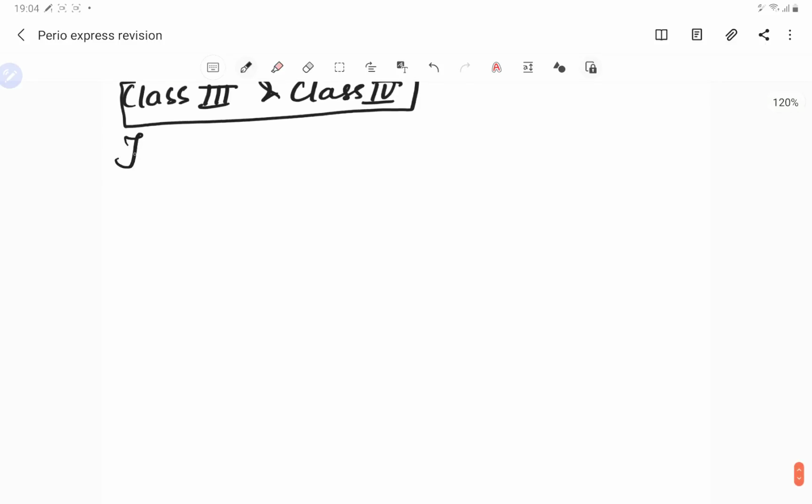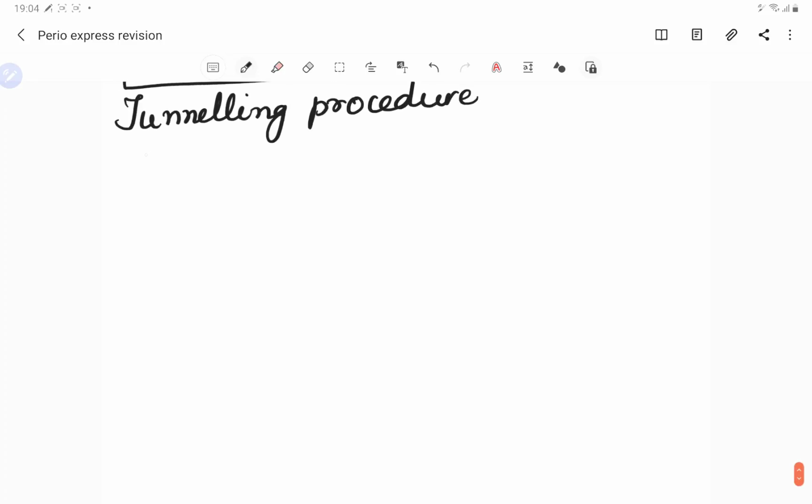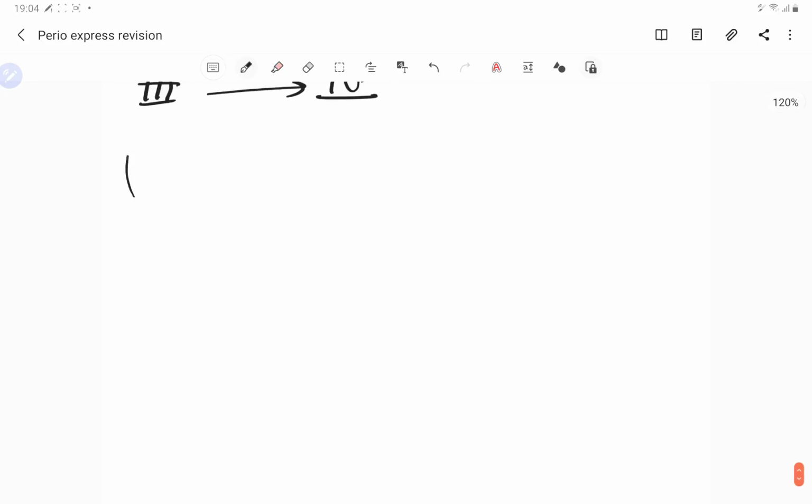One of the procedures is the tunneling procedure. So the tunneling procedure is making the class 3 into class 4. Now you will be like, ma'am, why are we doing it? Why are we worsening it? My lovely students, we are not worsening it. We are making the area clean. In my BDS days, when I used to read this, I had this horrible, terrible doubt in my mind: why are we worsening the situation? We are not actually worsening the situation.